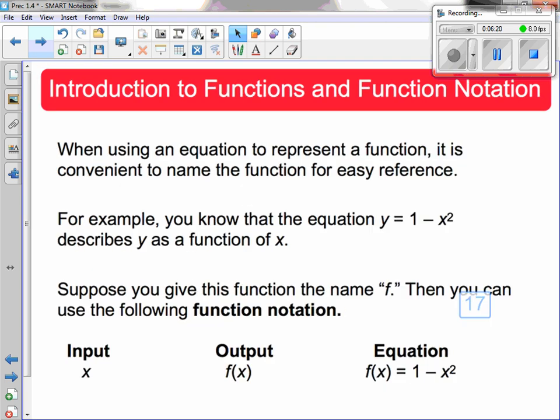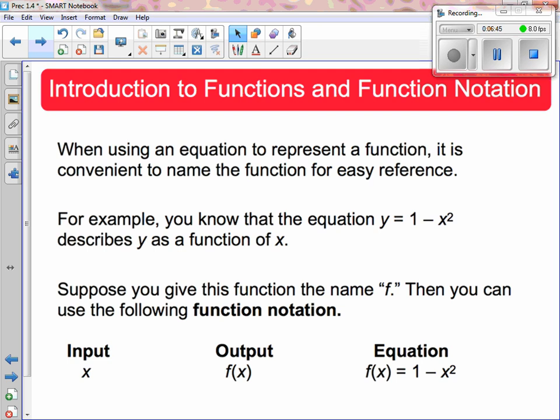Let me back up. When using equations to represent a function, you know that the equation y is equal to 1 minus x squared is a function. It describes y as a function of x. Suppose we give this function the name f, then you can use the following function notation. X is the input. It's the values we plug into the function. Nothing too new there?